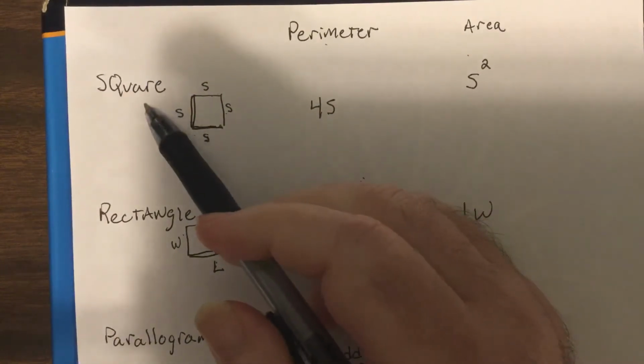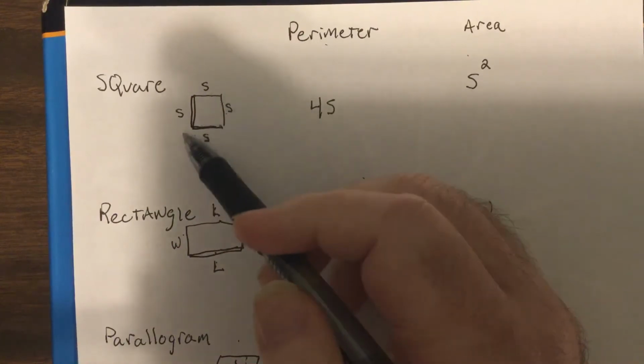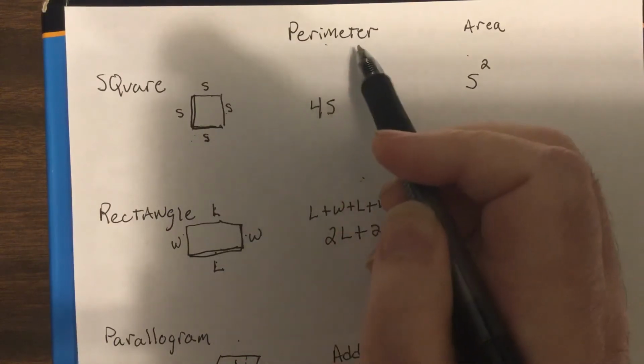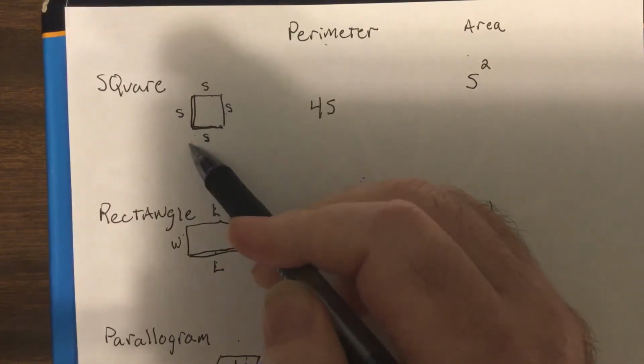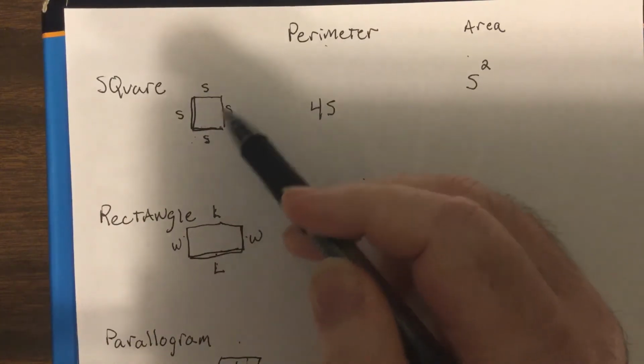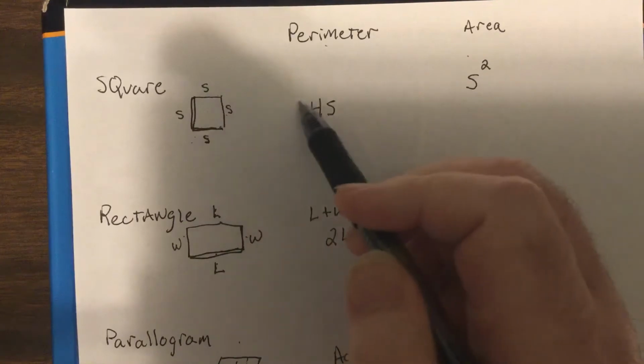Now a square. For perimeter, you're just adding up the sides. Square means all the sides are the same. So if you ever see perimeter, just add up the sides. Don't worry about it. But the actual formula would be S plus S plus S plus S, or 4S.